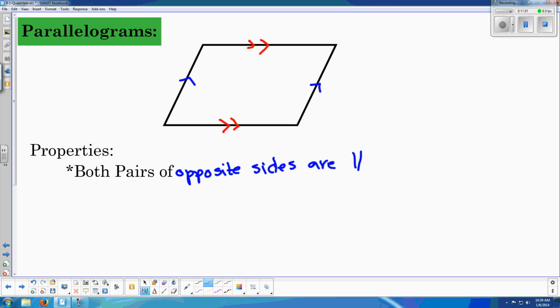Now, the reason I use two arrows on these two and one arrow on these two is because parallelogram does not mean anything about congruency. We just want to know that this is parallel to this, and if I label this one with one arrow, then that means I'm saying that these two are parallel, which is obviously not true because they intersect.